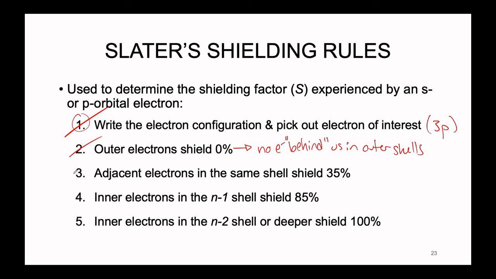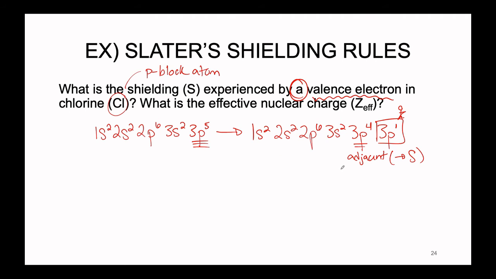All right, rule number 3 is going to be where we start calculating some stuff. So adjacent electrons in the same shell are going to shield us 35% of the time. Now the shell that we are in, our shell, is n equal to 3.